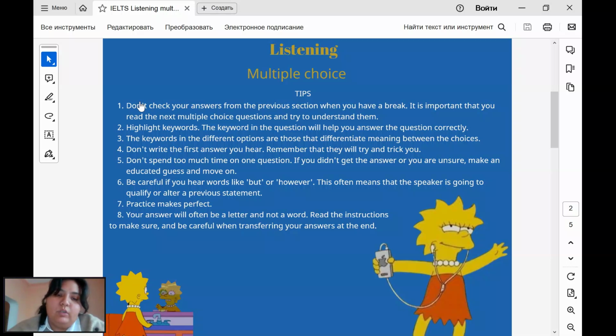Your answer will often be a letter, not a word. In the multiple choice, be aware that you need to write not the answer, but the letter, especially if you're using the paper-based IELTS. In the computer-based, it is much less complicated, because you just have to tick it, you have to choose one of them. But in the paper-based IELTS, please be sure that you're writing a letter, not the full answer.